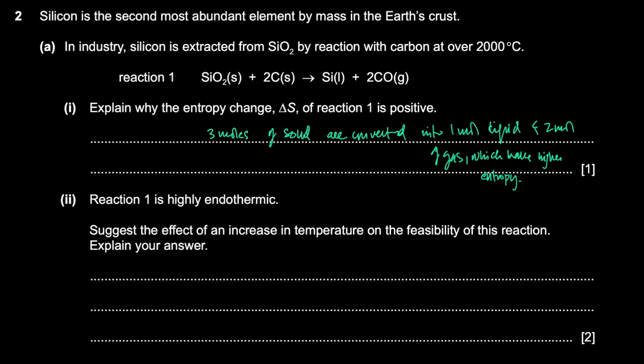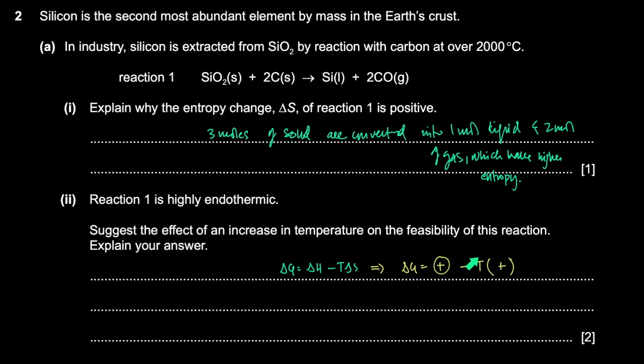Reaction 1 is highly endothermic. Suggest the effect of an increase in temperature on the feasibility of this reaction. Explain your answer. So when we're talking about feasibility, we have delta G is equal to delta H minus T delta S. Now, in order to increase the feasibility, we want delta G to become more negative. Now, what this is saying is that the delta H is positive. So delta G is equal to some positive value for the delta H, and then we have minus the temperature times delta S, and delta S is also positive over here.